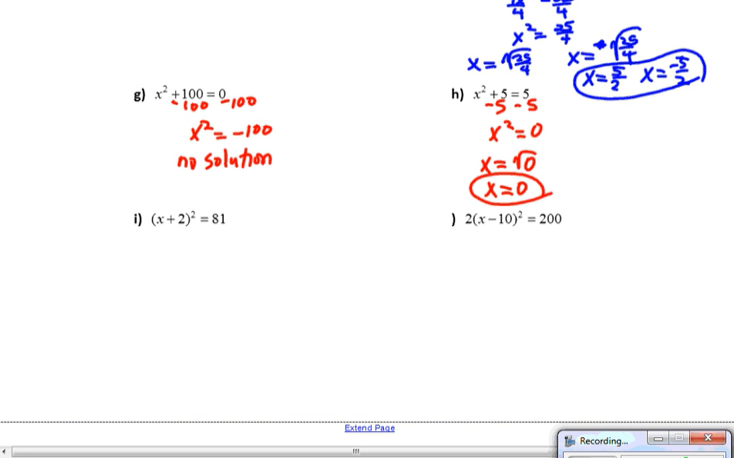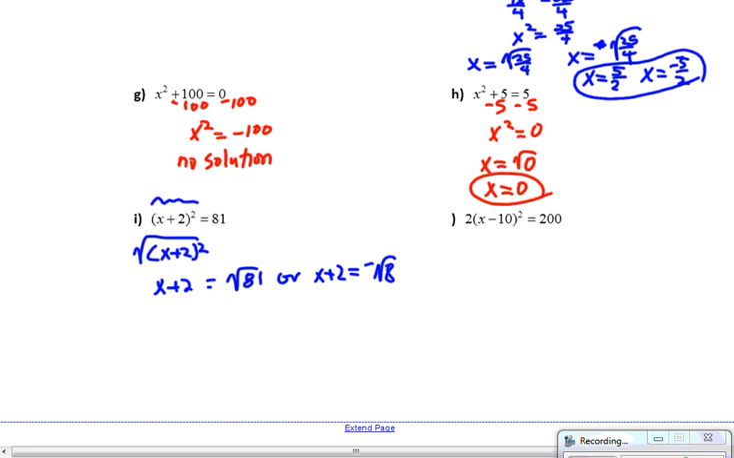Now I has a little bit of a different look to it. You can see it still has this square term here, and then a constant on the other side. So we are going to then do the same thing. We can actually take the square root of the x plus 2 squared, and it's going to become x plus 2 is equal to the square root of 81, or x plus 2 is equal to negative square root of 81.